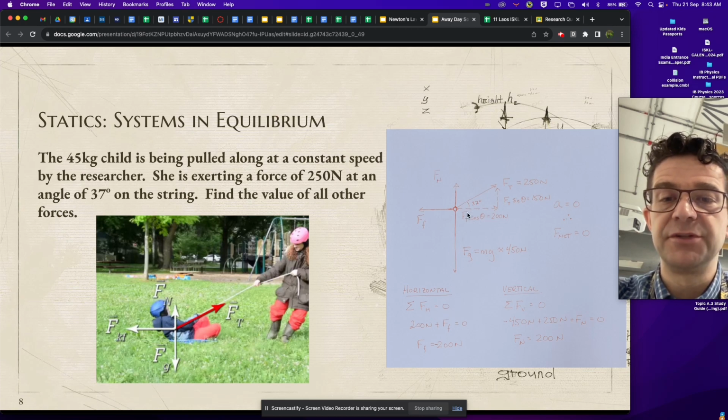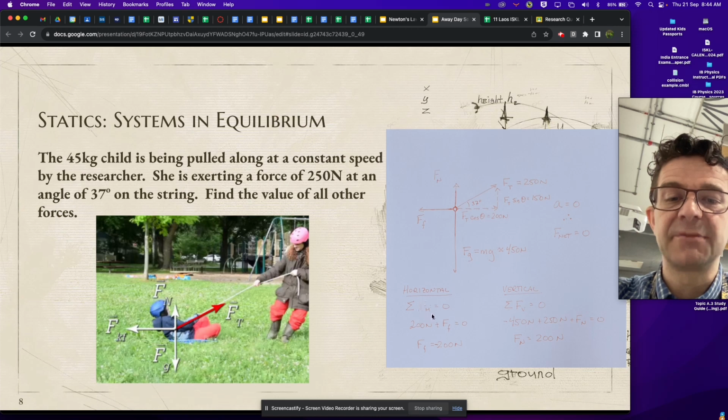With 200 newtons pointing to the right and a frictional force pointing to the left, those are the two forces that are acting horizontally. They add up to zero. And so the force of friction has to be negative 200 newtons. That negative is telling us that we drew friction correctly. It points to the left. And the magnitude is the same as the magnitude of the horizontal tension.